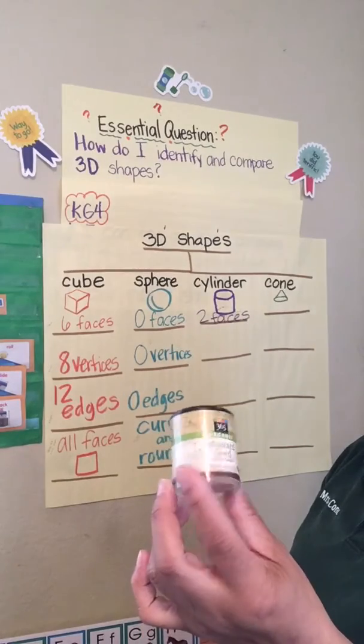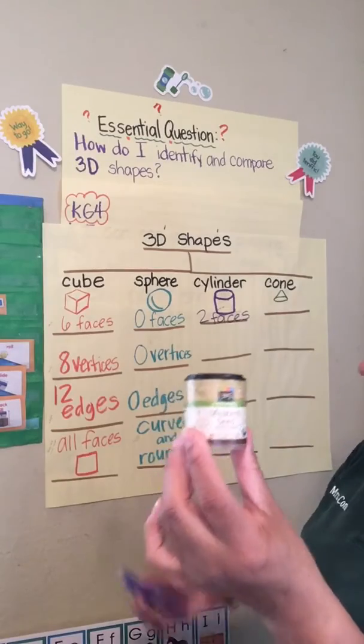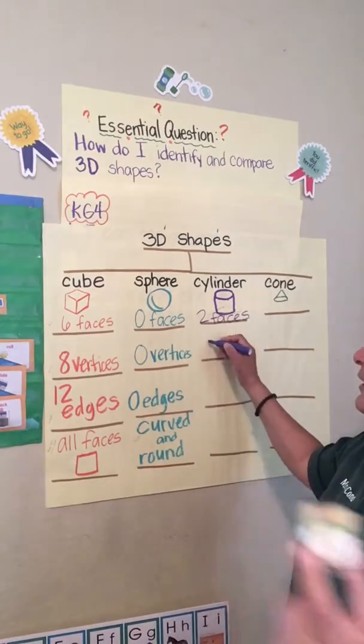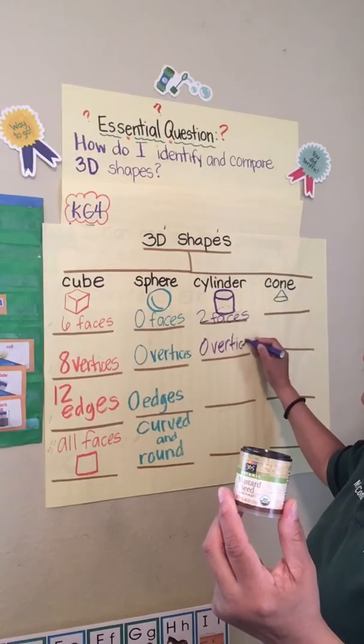No corners, no vertices. So what should I put? That's right, 0 vertices.